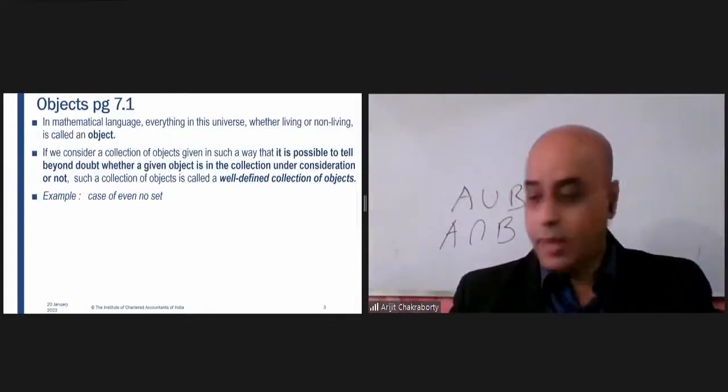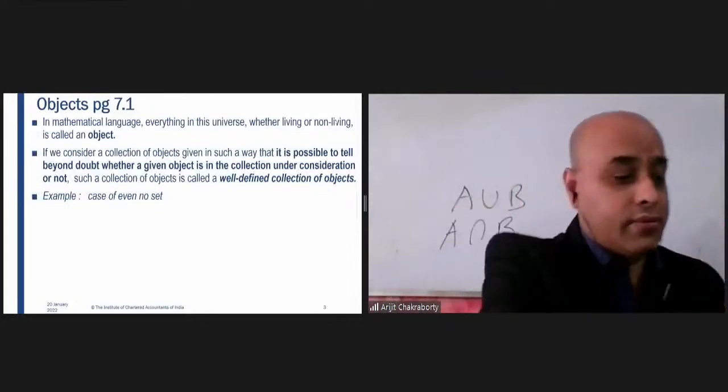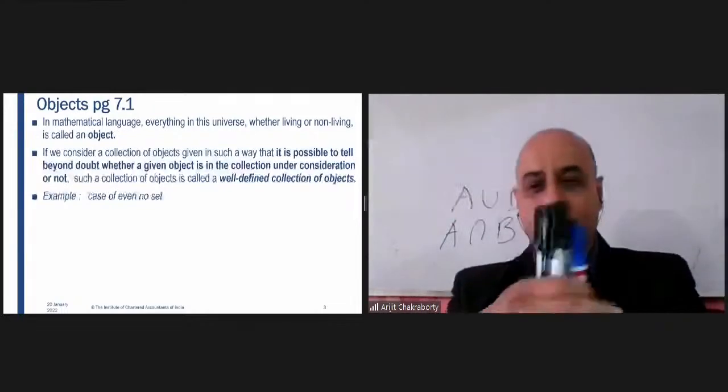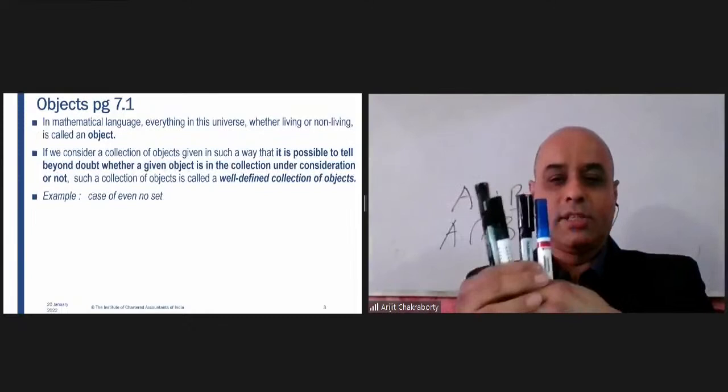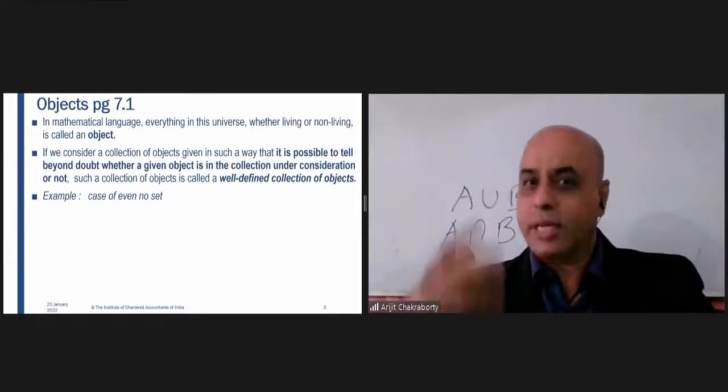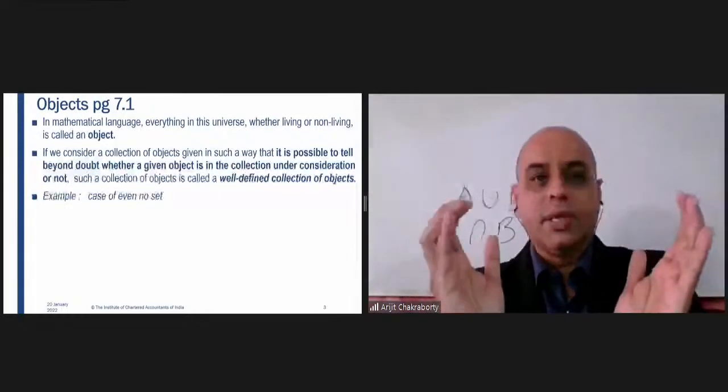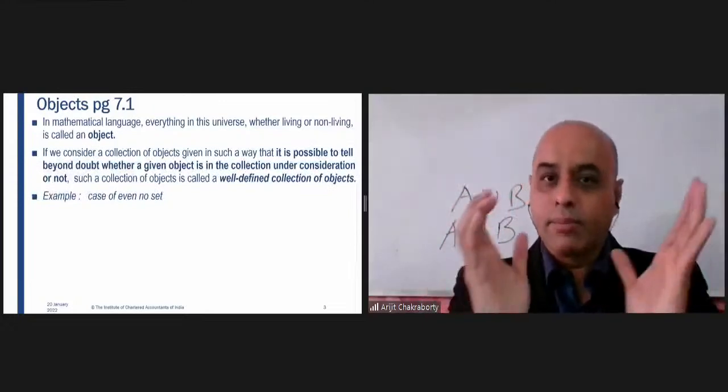Okay, so maybe I'm having some set of, say for example, markers. So I have a set of markers. Here 3 of them are black, 1 is blue. So a set of markers. Set means a group. Set means a number of articles, a number of objects.